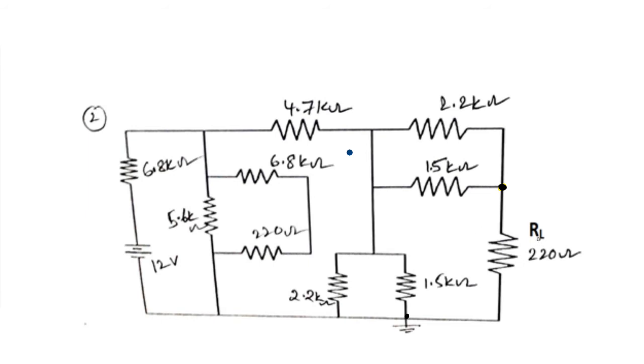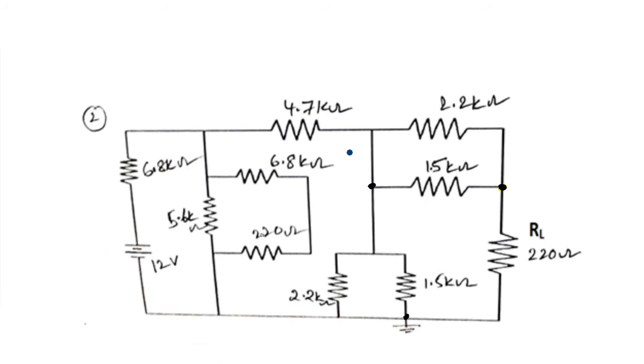If I am open circuiting this 220 ohms, then the current flowing through this 2.2k and 1.5k doesn't make any difference, so it's going to be 0. So it is better to simply find the voltage between these two terminals. For that, simplify this. These two resistors are in parallel, and then find the resultant one.